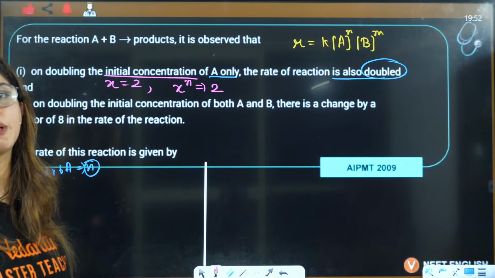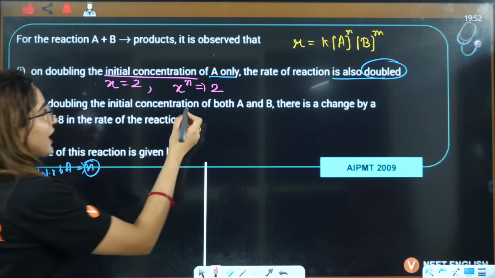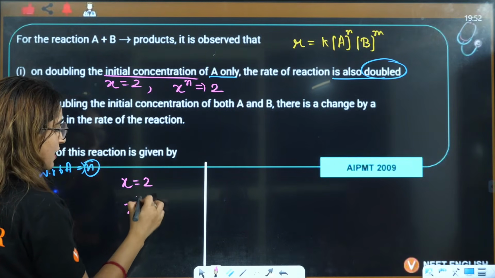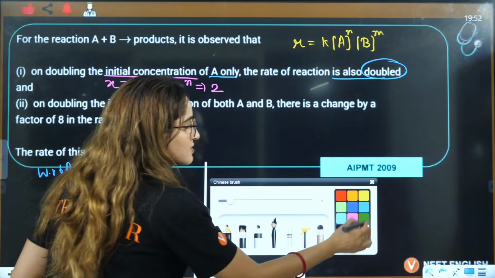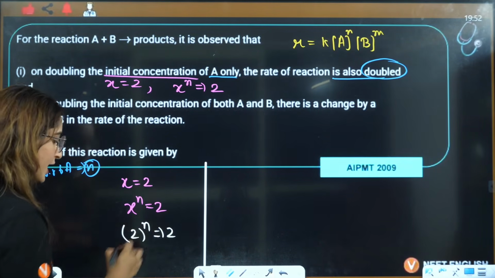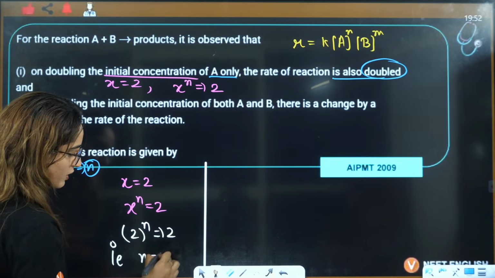Now, can you tell me what is the answer? X raised to power n is 2, and x is equal to 2. Can I just simply write here, x is 2 means 2 raised to power n is equal to 2. It means n has to be 1.